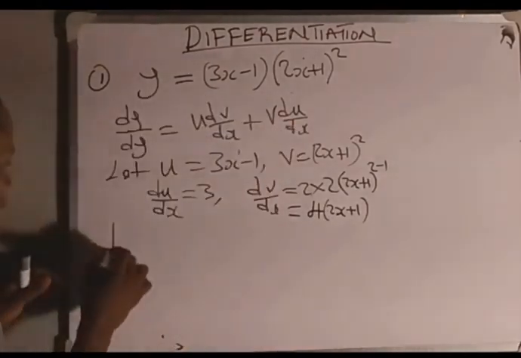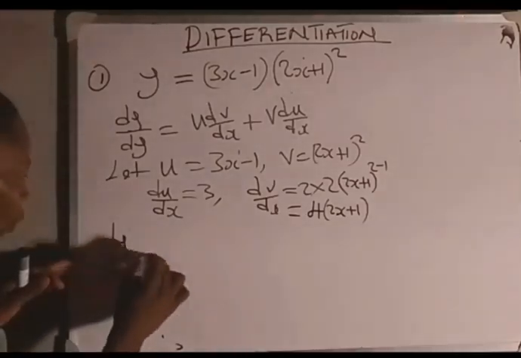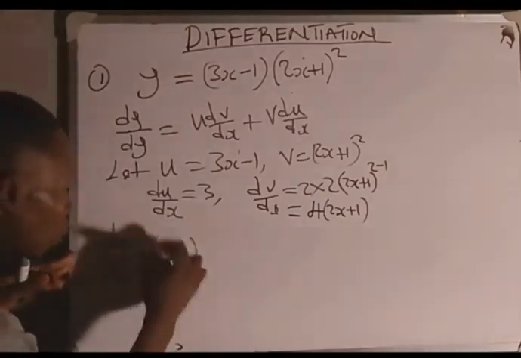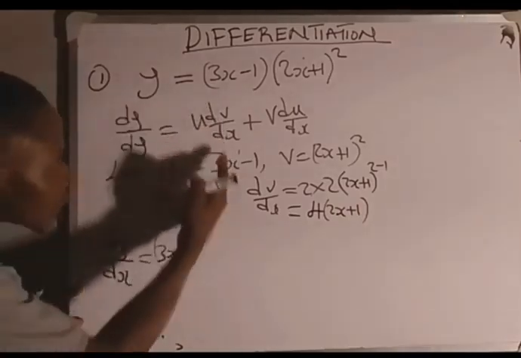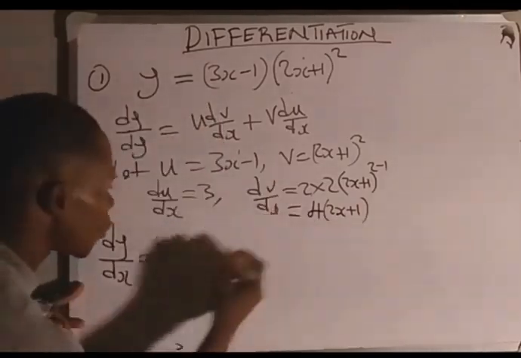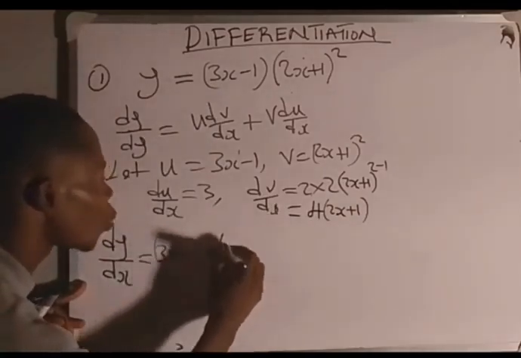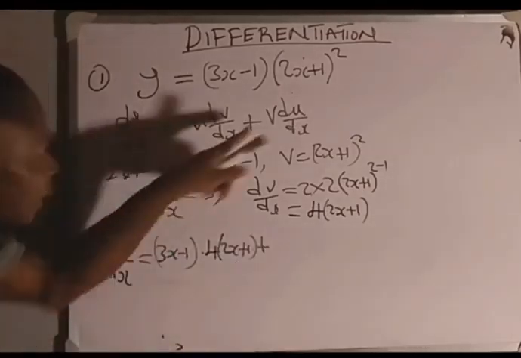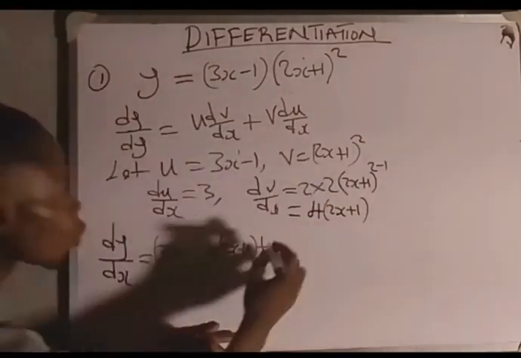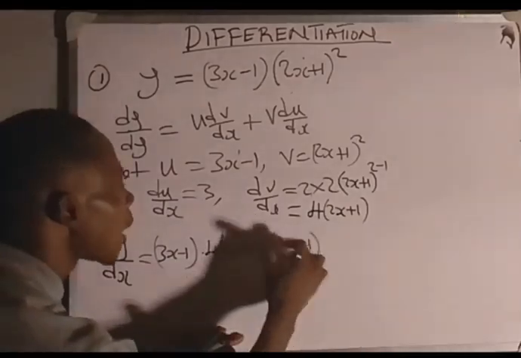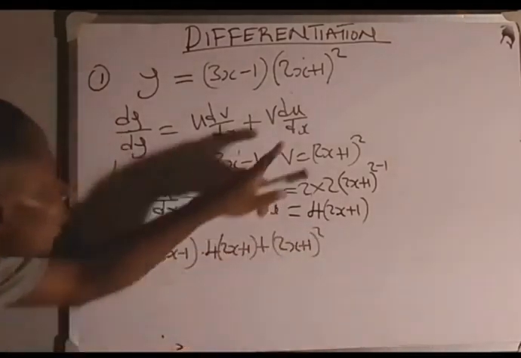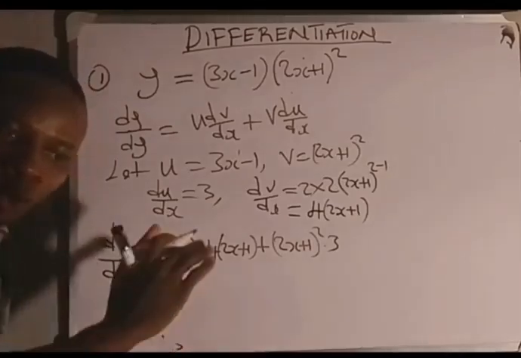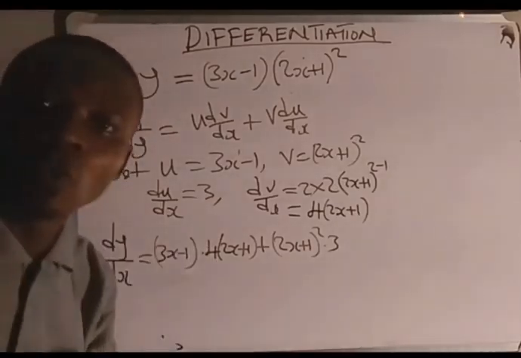That is, dy over dx will be equal to, our u is this one, so it will be (3x minus 1), close bracket, then dv over dx is 4 open bracket (2x plus 1), close the bracket. So then plus, what is our v? Our v is this, so we'll have (2x plus 1) in bracket squared, and then du over dx is 3, so times 3. So having done this substitution, we will now simplify this.